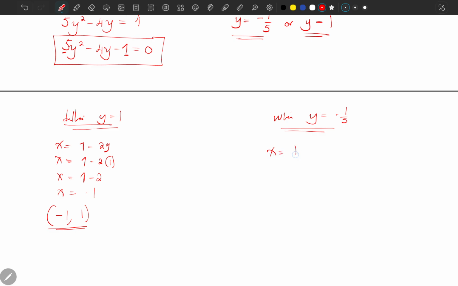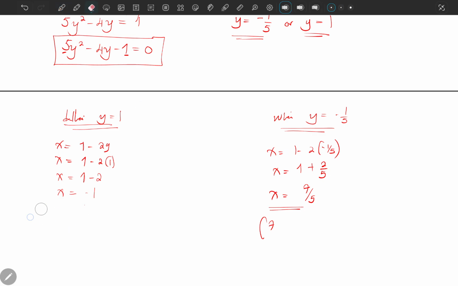Or when y is negative 1 over 5, we take it back there. We know that x is equal to 1 minus 2 times negative 1 over 5. Negative and negative multiply to give us positive, meaning we have 2 over 5 there. Of course, this will give us 5 times 1, 5, plus 2, 7 over 5. Meaning our next value is 7 over 5.